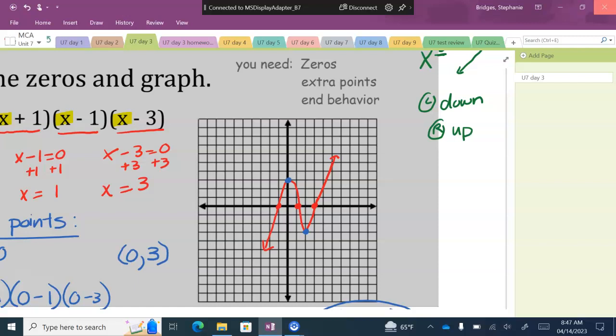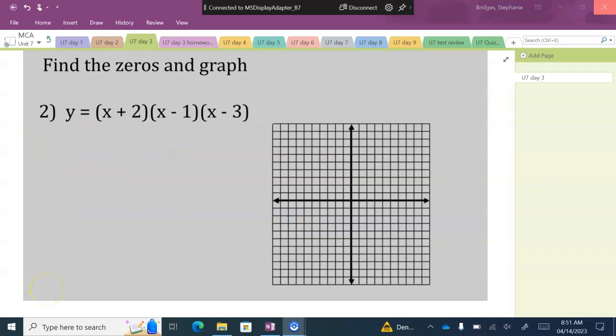So I would like for you to take a few minutes and try number 2, please. Okay, with number 2, the first thing we want to do is find our zeros, our x-intercepts. So we're going to set each factor equal to 0, and we're going to solve to find where the graph crosses the x-axis.